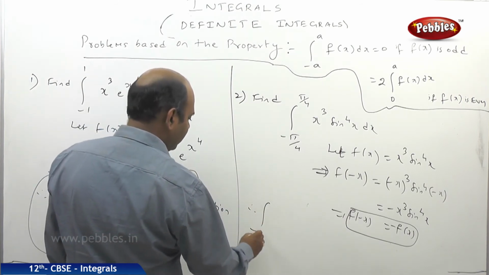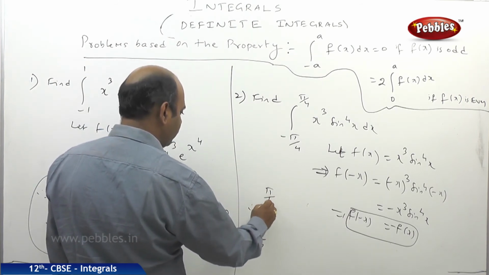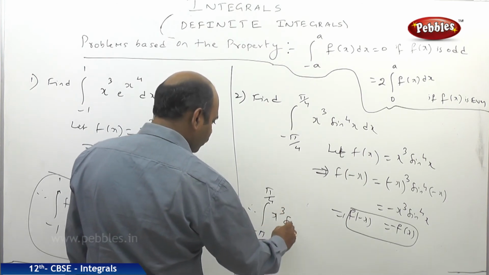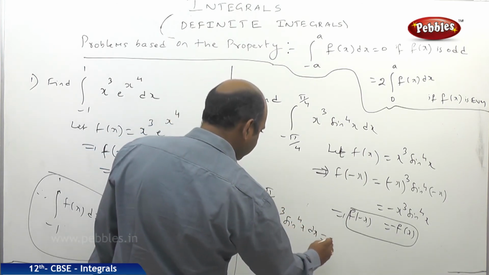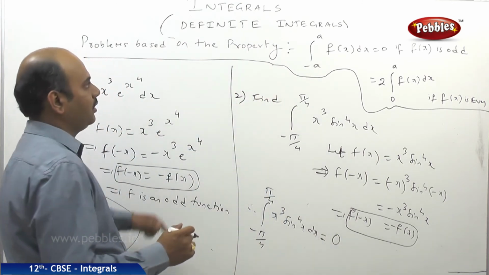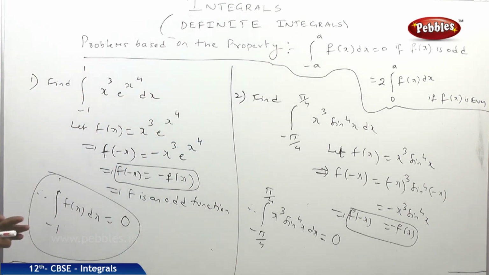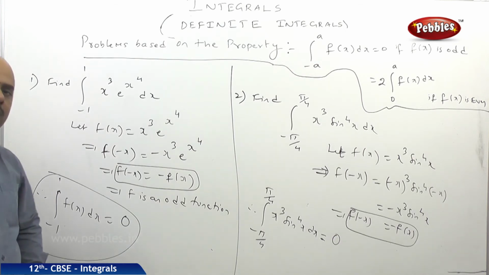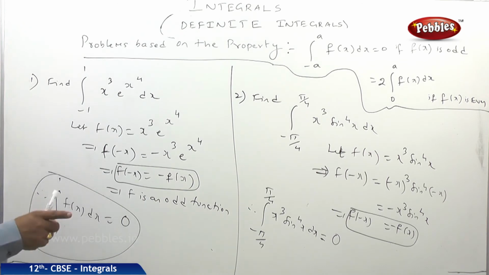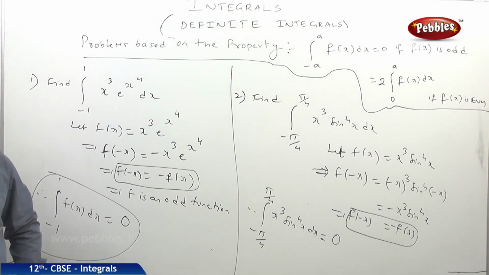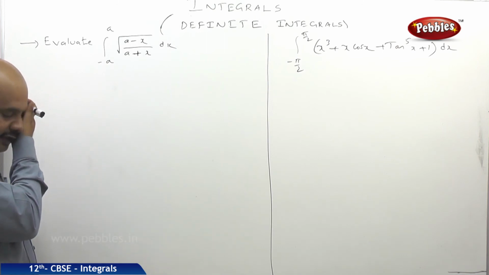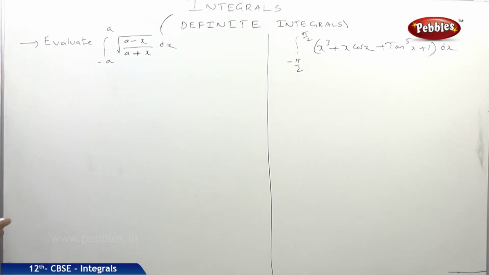Therefore, finally, integral of minus pi by 4 to pi by 4 x cube sine power 4x dx will always give rise to 0. Why? This is because of the property: integral of minus a to a f of x dx is equal to 0 if f of x is an odd function. I think you followed the problems based on this property. Now we shall go for further problems based on this property. You copy now. On the same pattern, we shall be seeing another two problems.